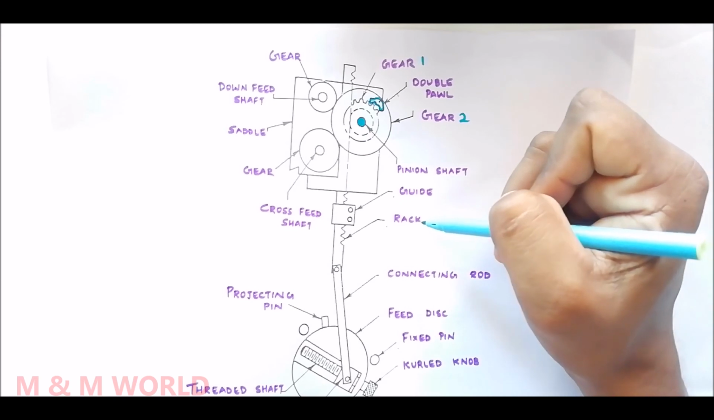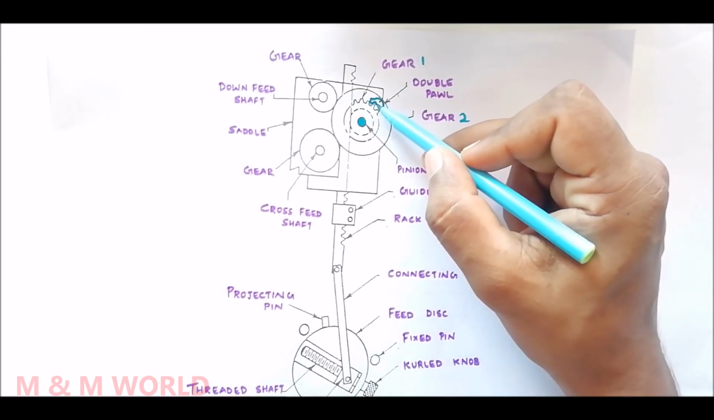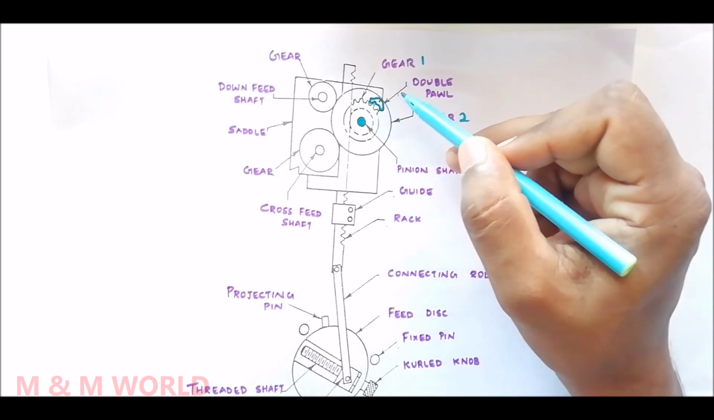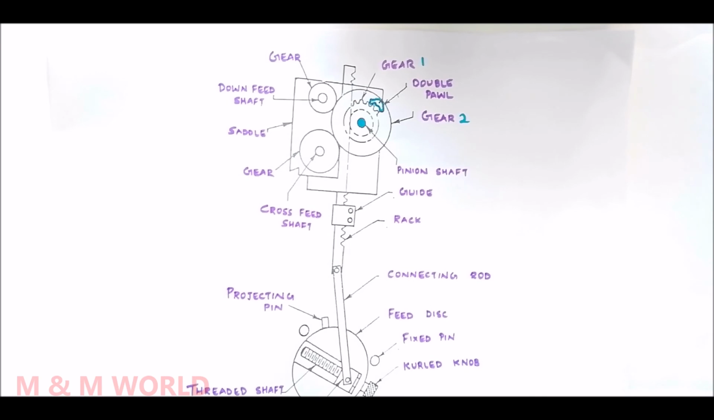The direction of feed movement may be reversed by changing the position of the double pole, and the amount of feed may be varied by shifting the position of this block with respect to the center. So this is all about the feed mechanism by friction disc.